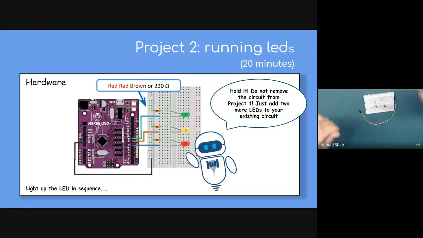So I will use the black one for connecting the negative to the ground. While the other colors will be for the pins for the LED. So these LEDs are going to connect to a digital pin instead of 5-volt.